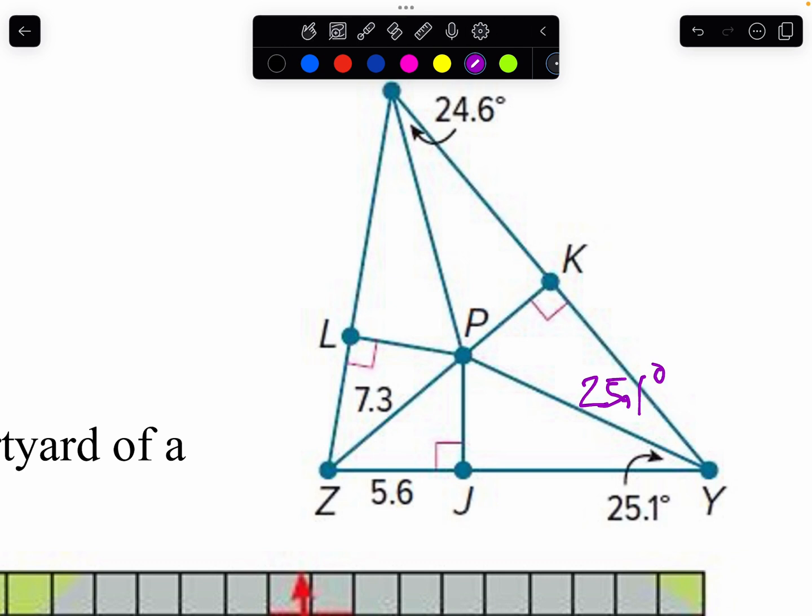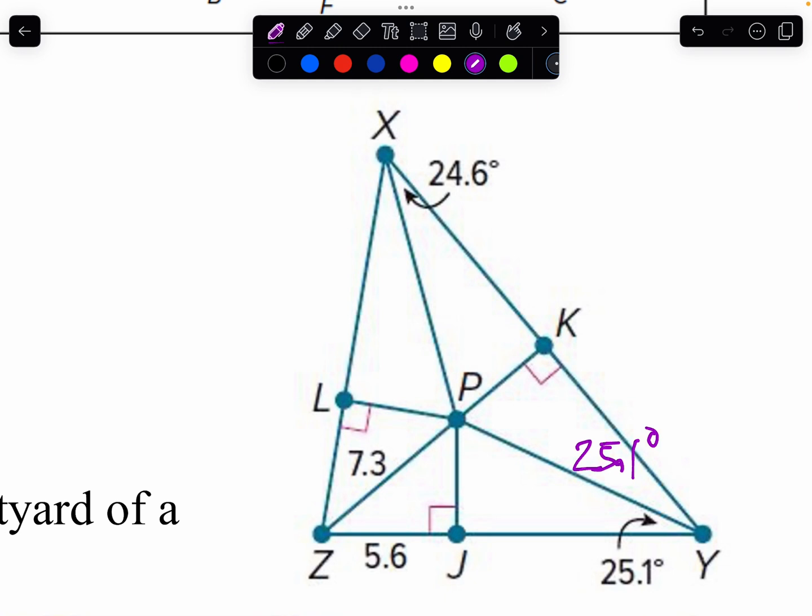And then I could do the same thing. We know angle ZXP is 24.6 degrees. If I think about this, that tells me angle Y then is 50.2 degrees, because 25.1 plus 25.1. And we'll do the same thing up here. Just had to reach for my calculator. So 24.6 times 2 is 49.2 degrees.